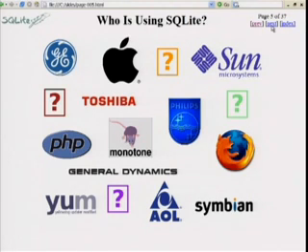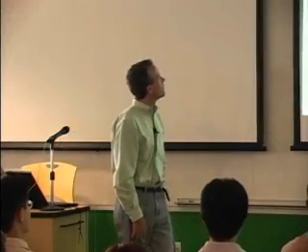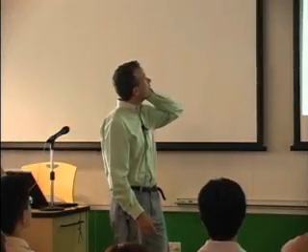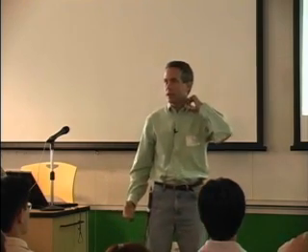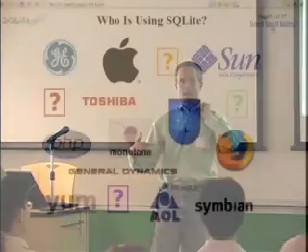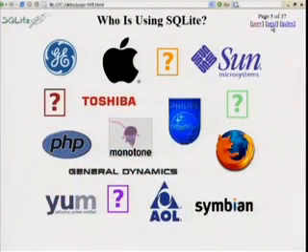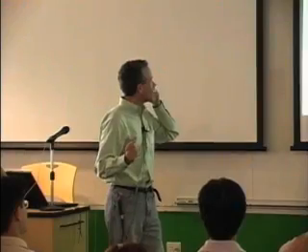AOL, it's the CD-ROMs you get from AOL, 1,001 hours free. It's got SQLite on there. It's built into PHP. Some people are using it in ways I don't know, like General Electric and Toshiba wrote to me and asked, what is the U.S. export control number for SQLite? So presumably they are using it in some way and exporting it, but I have no idea how. It's used in Yum.